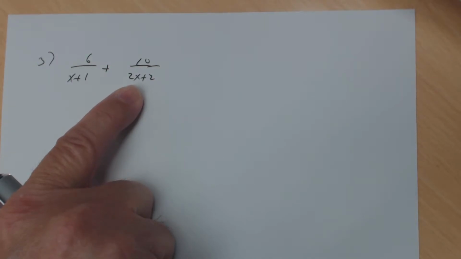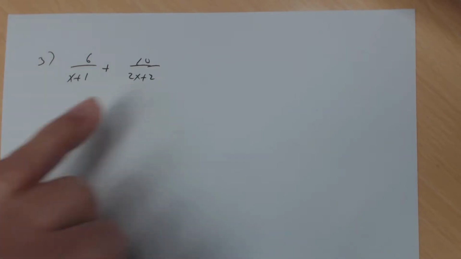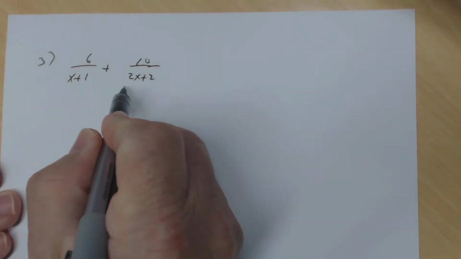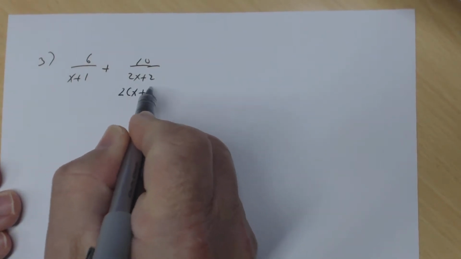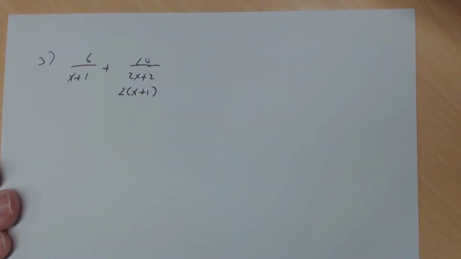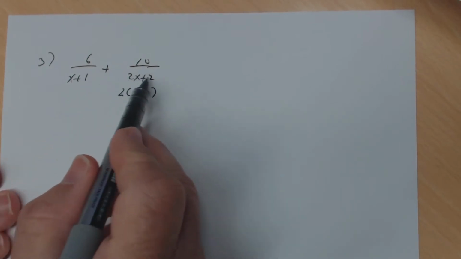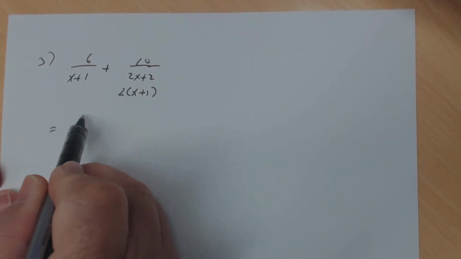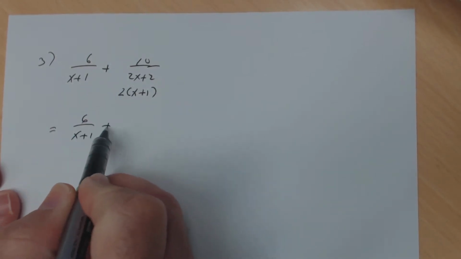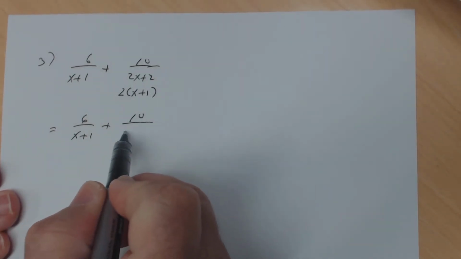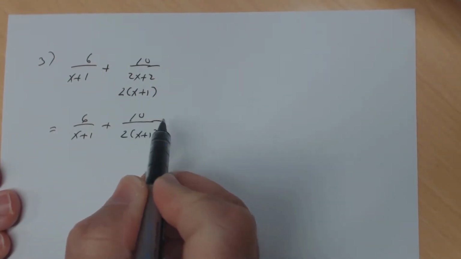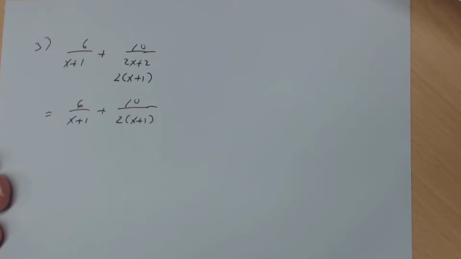All right, so step 1, if you have something other than a monomial, you want to see if you can factor the denominator. So here, I can factor out a 2, and I get 2 times x plus 1. It's kind of like replacing this second fraction as 10 divided by 2 times x plus 1. If you need to rewrite it, go ahead and do so.